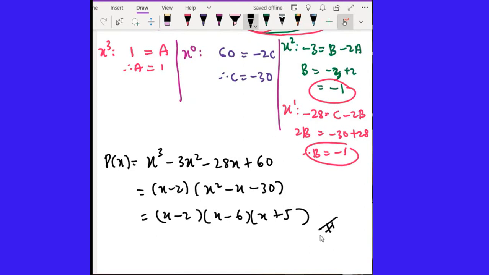Hence, find the other zeros. Zeros. Siapa boleh sebut apa zeros for this polynomial? Apa zero dia? 2, 6, negative 2, 5. 6, negative 5. Good. Dia nak ada zero kan? Okay. Dia dah bagi dah ni. So ada zero is 2 kan? Negative 5 dengan 6.